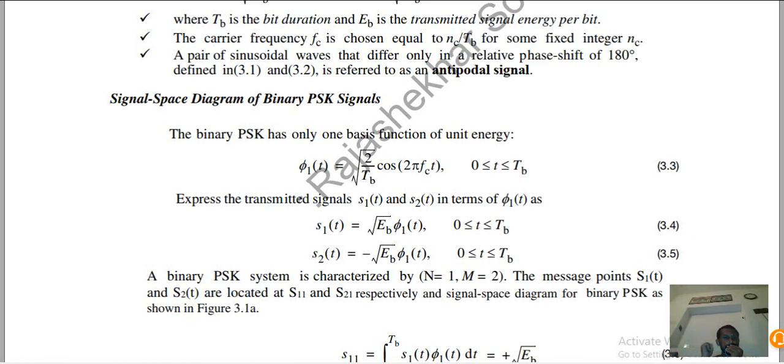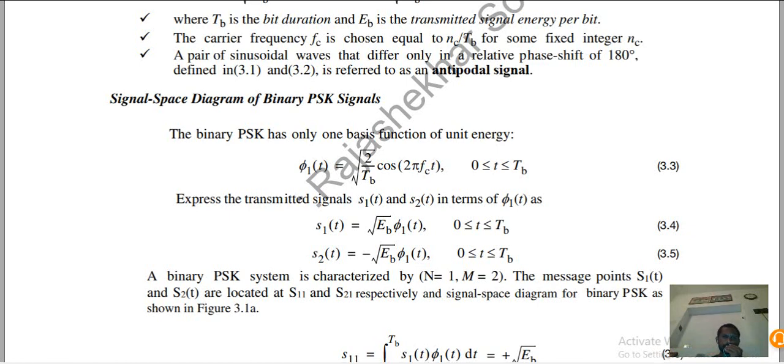A binary PSK system is characterized by: binary means it has two signals, M equal to 2, but the dimension N is 1, which is less than the number of signals, so N is always less than or equal to M.